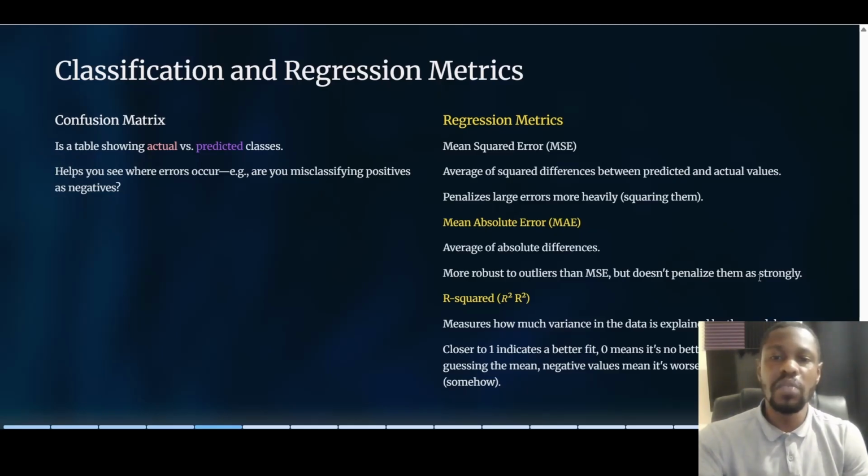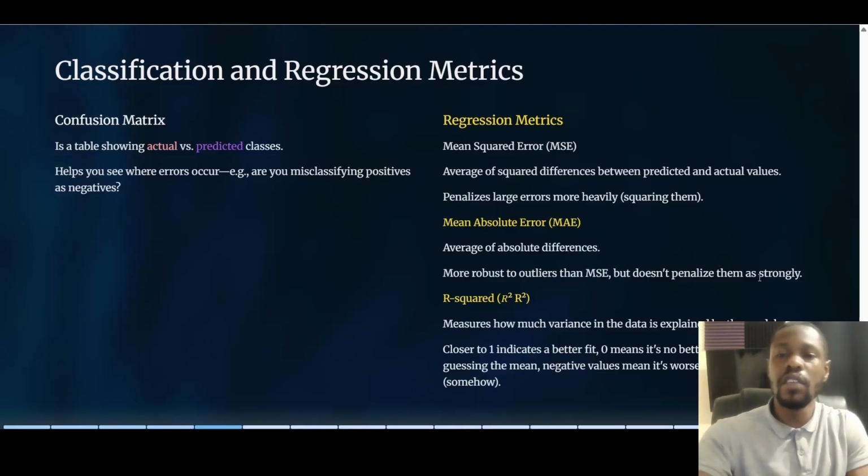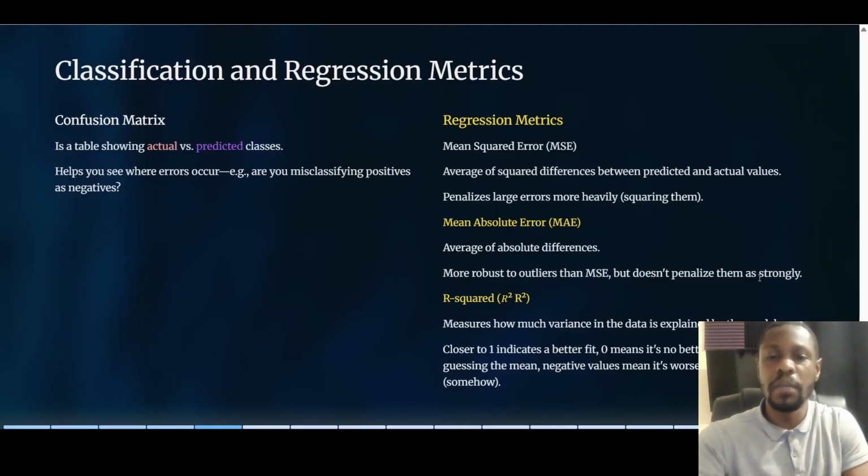Regression metrics. So we have mean squared error, which we have discussed previously, which is the average of squared differences between predicted and actual values. It penalizes large errors more heavily, by squaring them. We also have mean absolute error. This is the average of absolute differences. It's more robust to outliers, meaning anomalies, than MSE, but it doesn't penalize them as strongly.